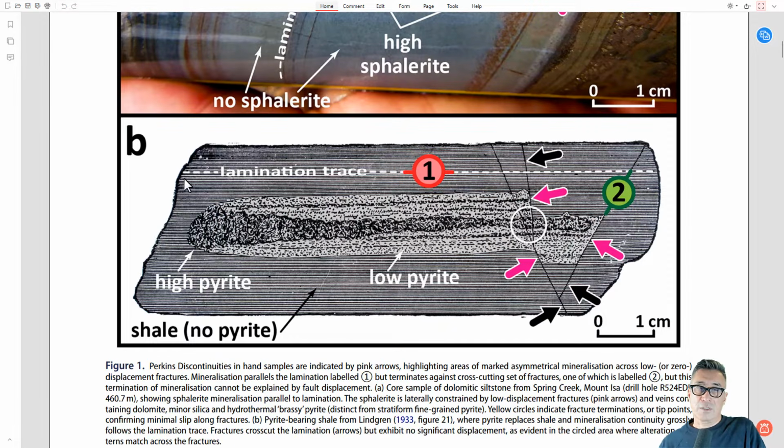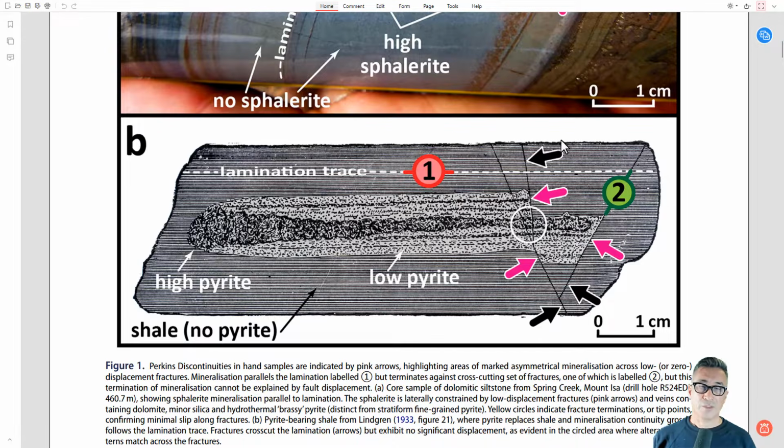Now, this is another illustration here from Lindgren's textbook in 1933. It gives an example of pyrite mineralization. You can see that it goes right across these fractures. These are apparent displacements. They're not actually displacements at all. It's just that you had one-sided mineralization on one side of this fracture. And same here, there's no mineralization on this side, only on this side, and the lamination goes right through. You can trace these laminations. So there's no displacement involved across these fractures, so mineralization is asymmetrical.